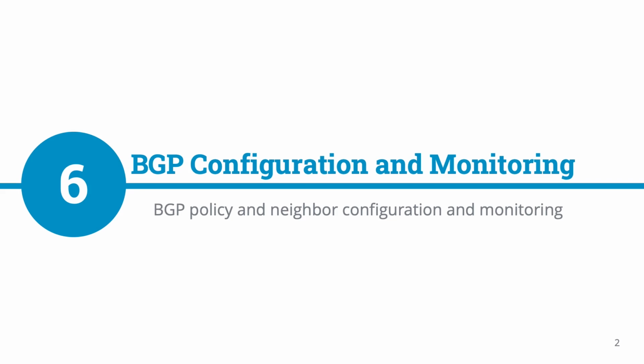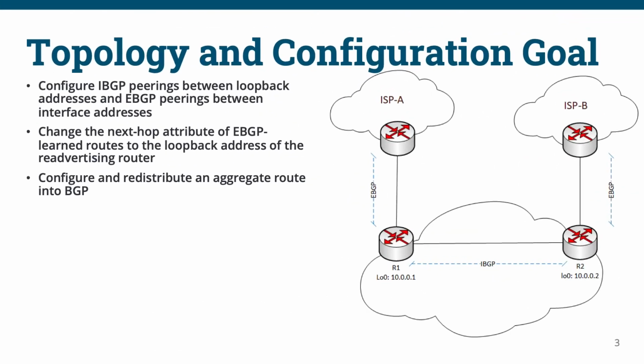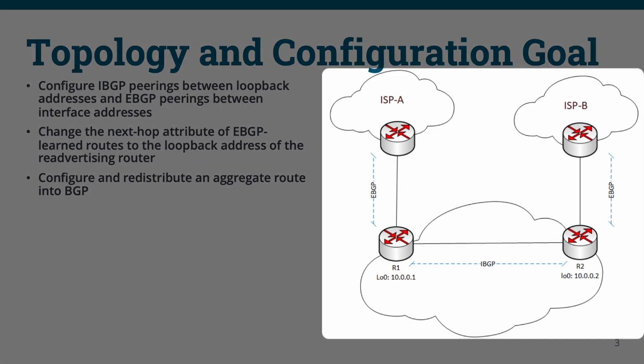In this lesson, we'll learn how to configure an iBGP peer, an eBGP peer, and how to influence the route advertisements by the application of export policies. So, let's get started by first reviewing our topology and the details of the configuration goals. The configuration and monitoring example that we'll be doing today will be in the context of this topology here.